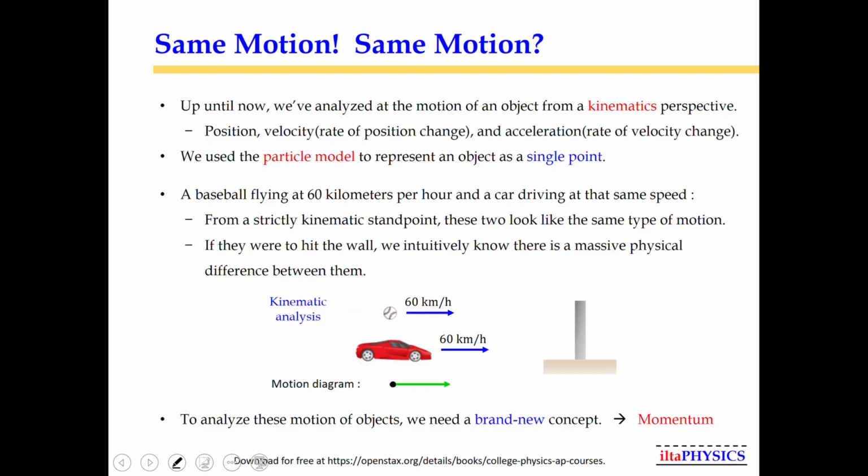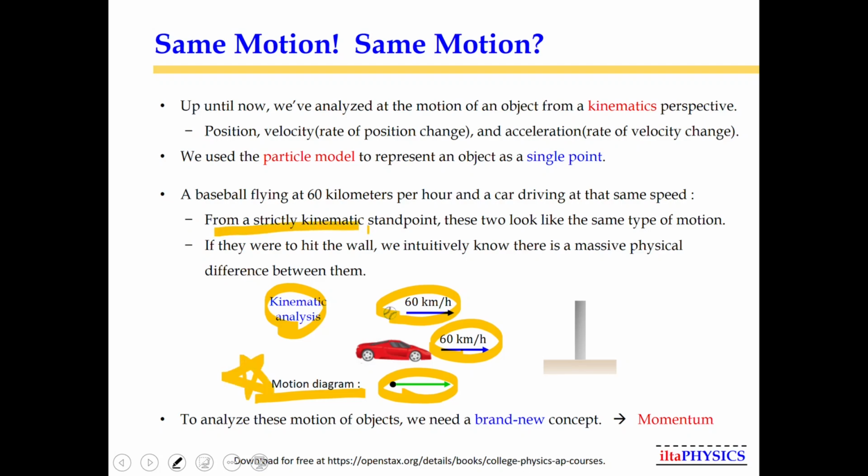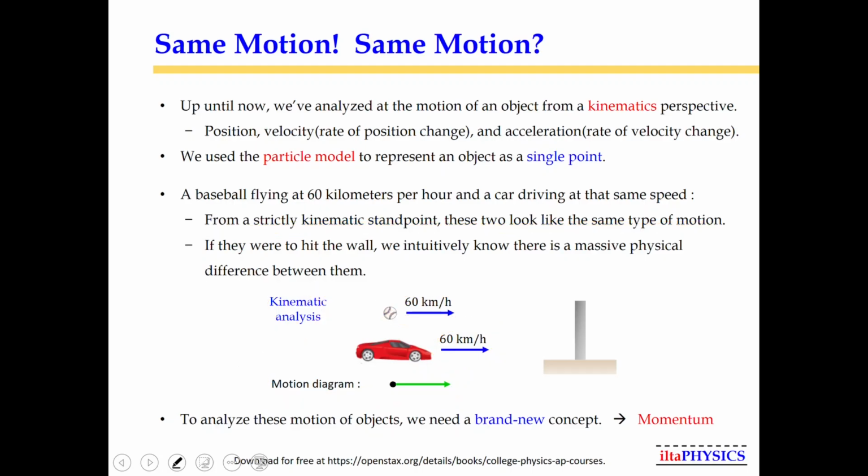From a kinematic perspective, both objects can be represented as a motion diagram indicated by a single dot. Therefore, we could think of the motion of these two objects as being the same. But now let's imagine these two objects crashing into a wall standing right in front of them. Intuitively, we know that the two objects will show very different results after the collision. They were the same motion, but were they really the same?